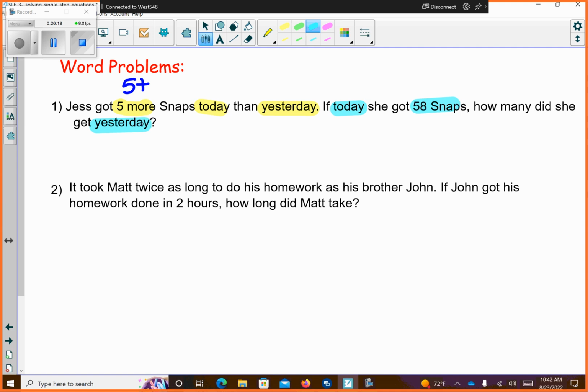Okay. All right, so my friends, without even working this problem out, let's just think about this. We have something that happened yesterday and today in this problem. Agree? So there was 5 more that happened one day than the other day. Agree? All right, so hang on. Jess got 5 more snaps today. So does the 5 go with today or the 5 go with yesterday? 5 with today. Agree? Okay, now, hang on. Jess got 5 more snaps today. And then today, she got 58 snaps.